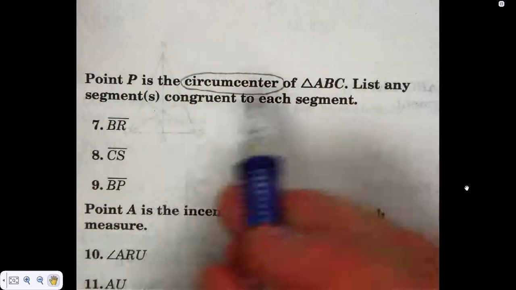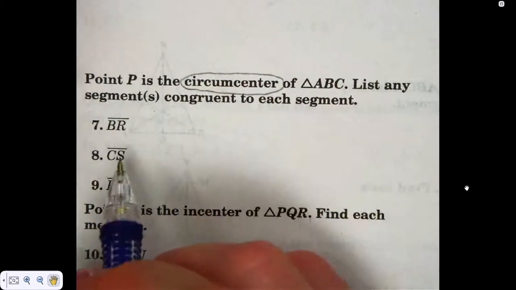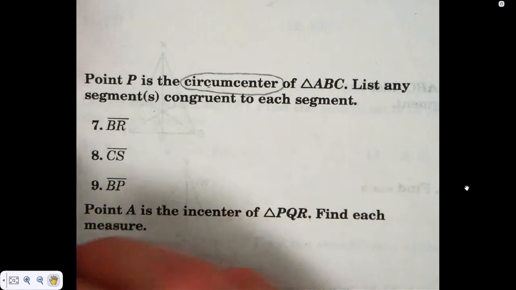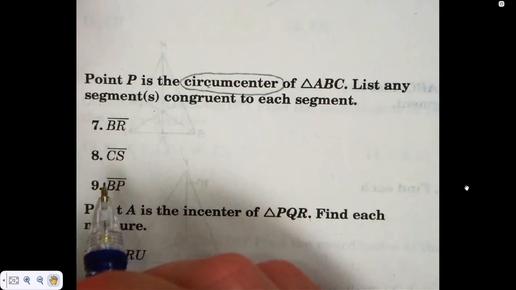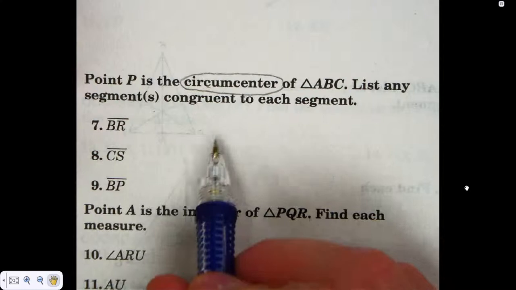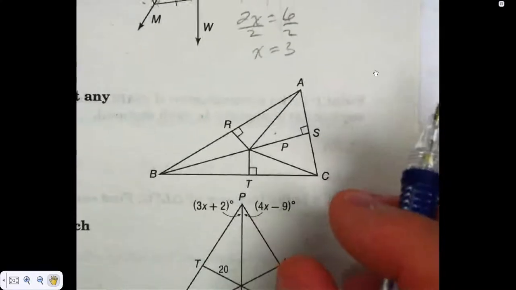The circumcenter, what does it say in the book? It's where the, someone look that up for me. What is circumcenter? Look for this word in the section. So it's where the what? Perpendicular bisectors meet. So when I go to my picture, here's P right here.